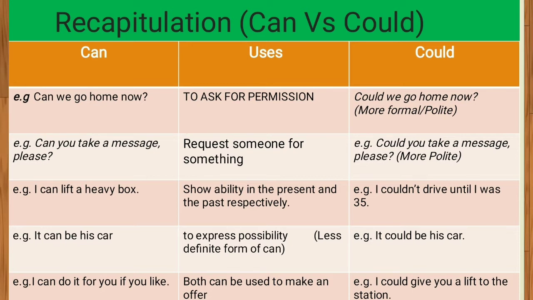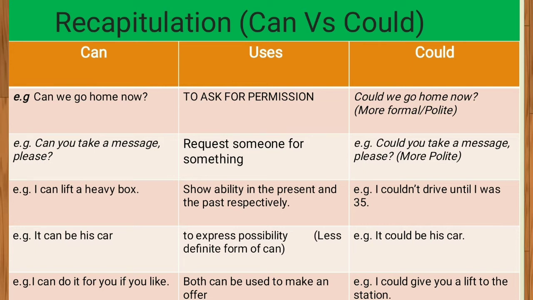So when we talk to our peers, our friends, we can use can, but when we talk to our elders or in more formal situations, we can make use of could in comparison to can. This is more polite and formal. Next, to show ability in the present and the past respectively. For example, I can lift a heavy box, and on the other hand, I couldn't drive until I was 35.